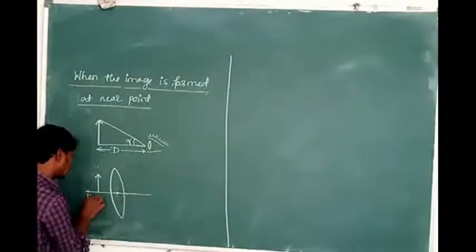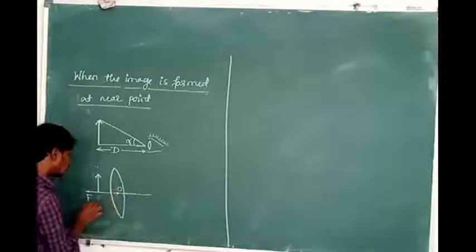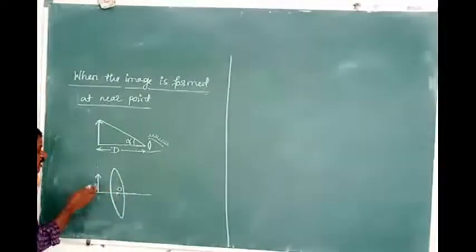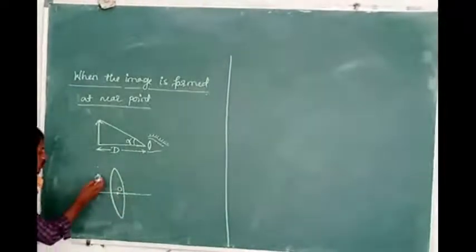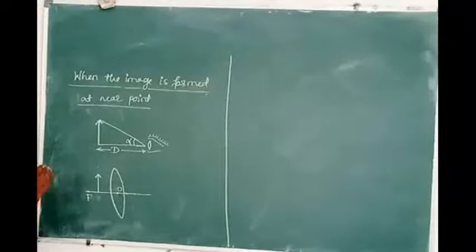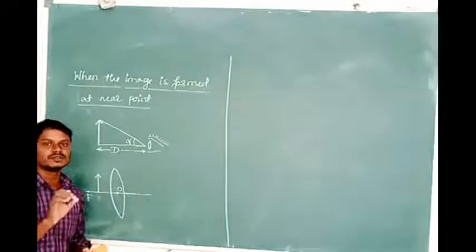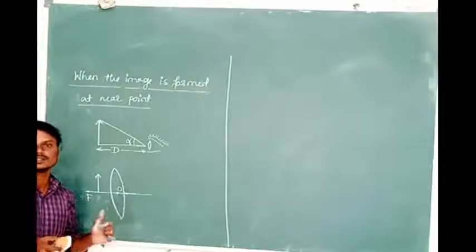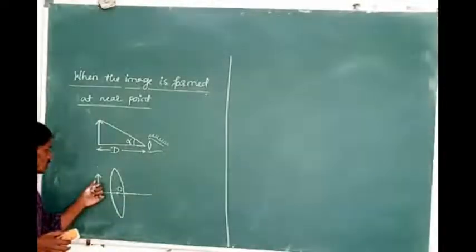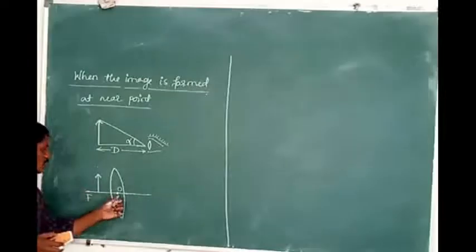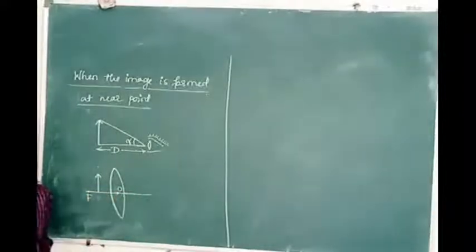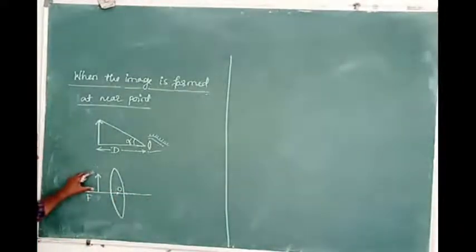Now where is the object? The object is in between the principal focus and optical center of the lens. Then where should its image be formed? Its image should be formed behind the object. We don't need erect, we just need whether the image is magnified or not. Whenever the object is in between principal focus and optical center, the nature of the image is erect and virtual. But we require only whether it is magnified or not.